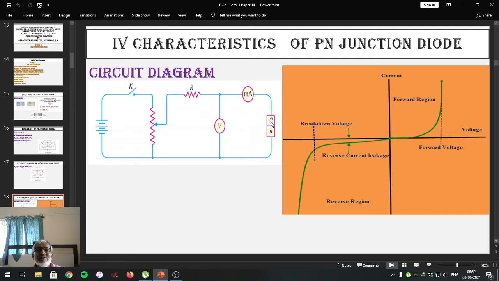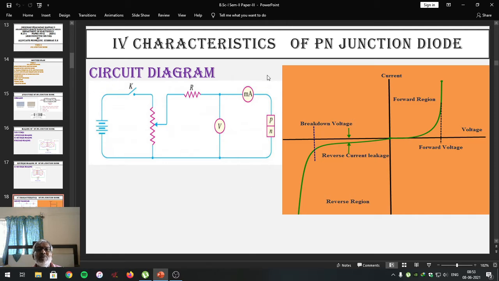Now this is the circuit diagram and how it is connected. The N region of the p-n junction diode, the negative terminal of the voltmeter, one terminal of the rheostat and the negative terminal of the battery are made common. Whereas the positive terminal of the voltmeter and the positive terminal of the current meter are connected to the variable terminal of the rheostat through the current limiting resistance R. So this is the connection.